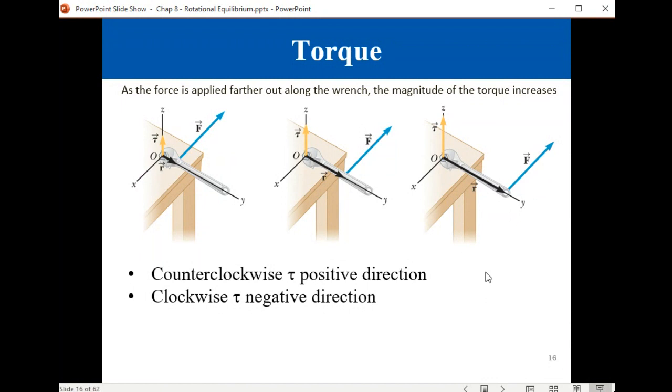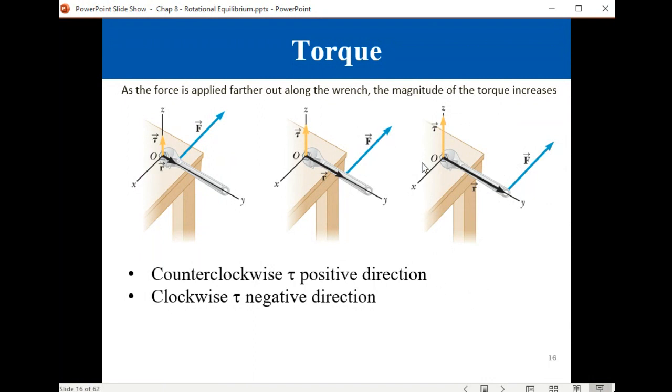Now, by convention, we consider the rotation counterclockwise to be positive, and the rotation that is clockwise to be negative. So here, the rotation due to this force will be counterclockwise. So the resulting torque is positive. If the force was applied in the other direction, this way, it will be clockwise, and that way the torque will be negative.